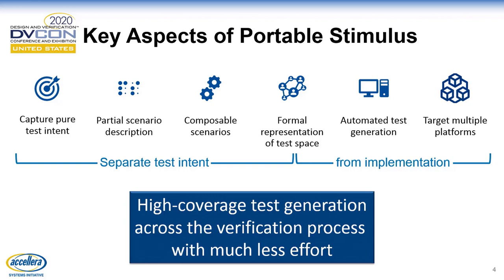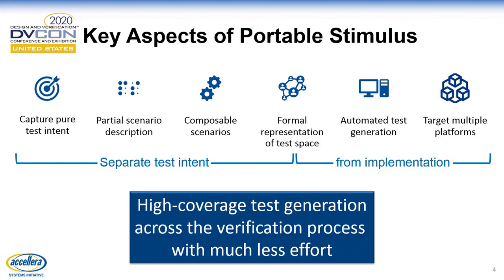And we're going to create from that a formal representation of the test space, right? Given the rules that you specified, there is a certain number of things that can be generated from that, a certain number of scenarios. And that is the test space. And then we're going to generate those automatically for you for the test platform that you're using, right? And that can be done for multiple platforms. And we're going to see how we do that.